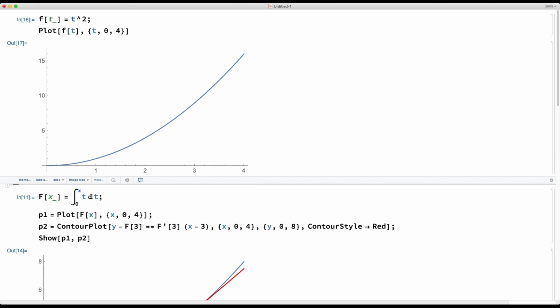Okay, so t squared. But how could I find areas underneath this curve without counting squares on a piece of graph paper or something?